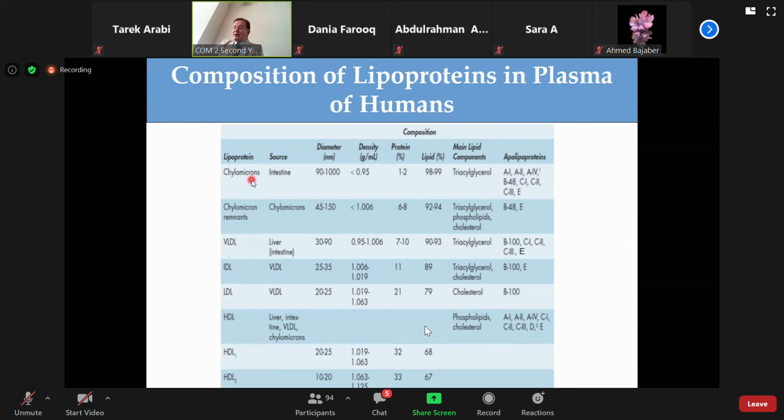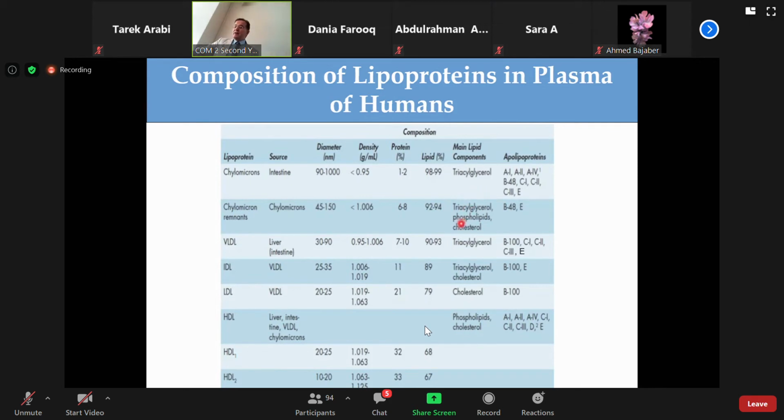Now the chylomicrons, look at the density. You can see that they have lower density as you go on from chylomicrons to the HDL, but also look into the main lipid components. We said chylomicrons are loaded with mostly triglycerides. Where do we get these triglycerides from? The diet, because they're synthesized in the intestine.